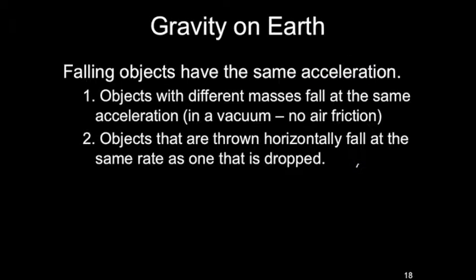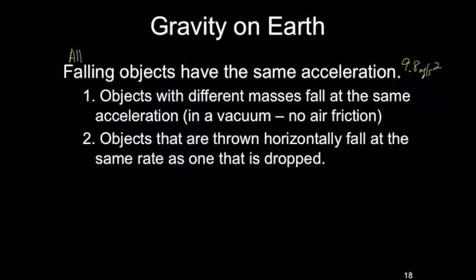So, gravity on Earth. Falling objects have the same acceleration. All falling objects have the same acceleration because gravity pulls them to the Earth at a rate of 9.8 meters per second squared. The reason things may fall slower or faster on Earth as we know it is because there is an atmosphere. There is air resistance, or air friction, if you will, which may prevent objects from falling at the same rate.